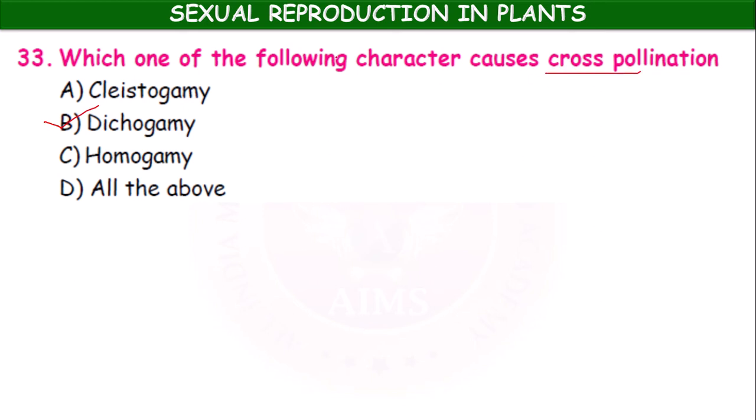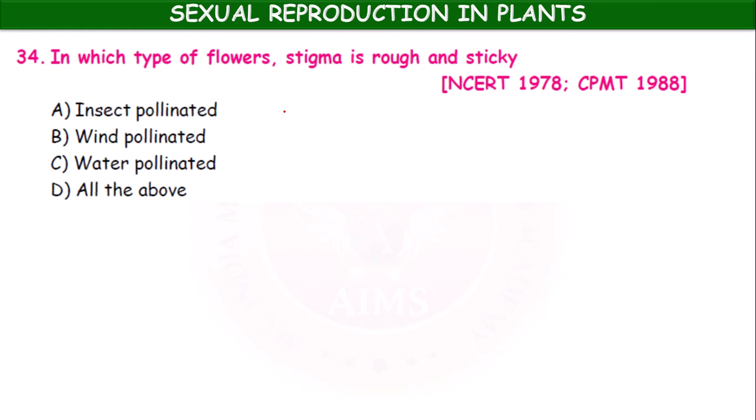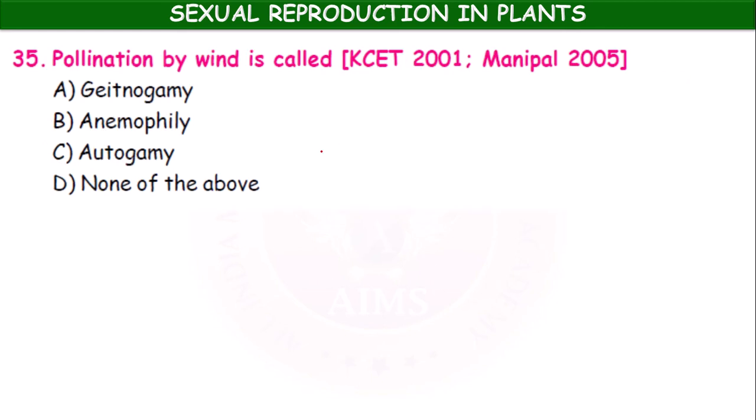Because these are cross pollination characters. In which type of flowers is the stigma rough and sticky? Insect pollinated, wind pollinated, water pollinated, all the above. It is wind pollinated flowers, where the stigma is rough and sticky. The pollination by wind is called nitogamy, anemophily, autogamy, none of the above. It is anemophily.